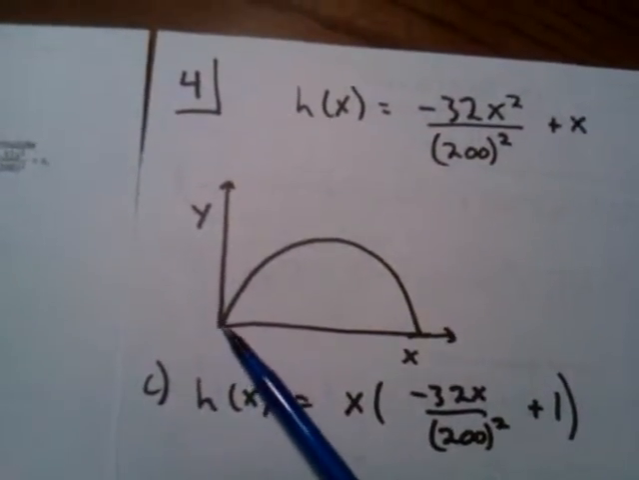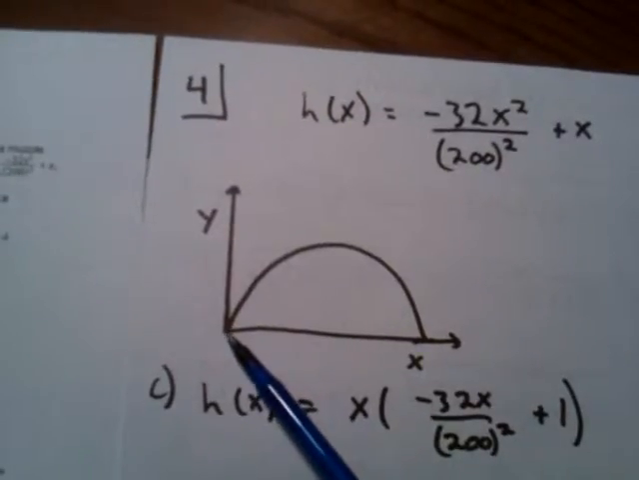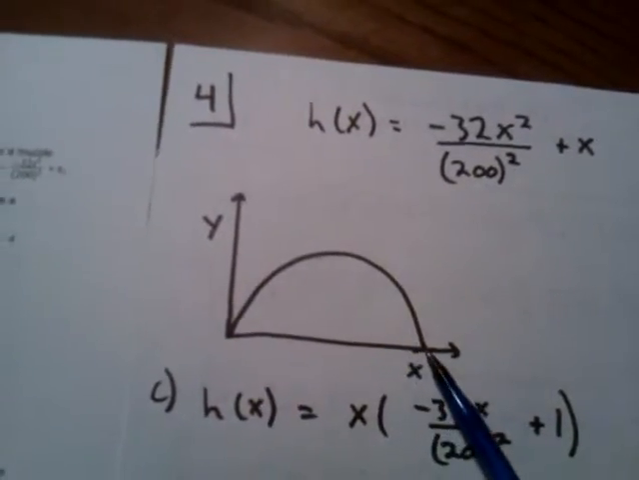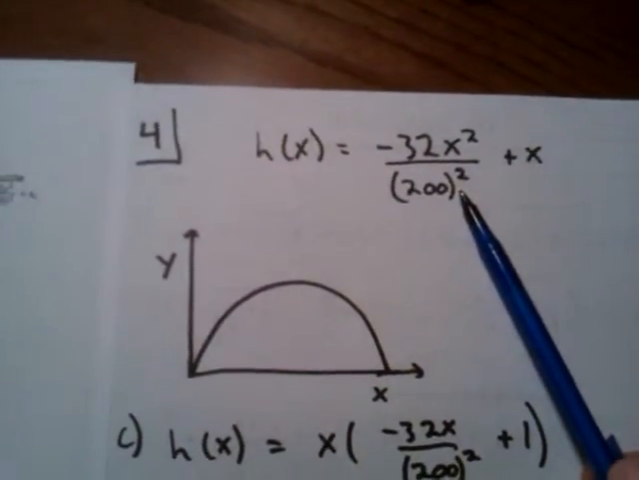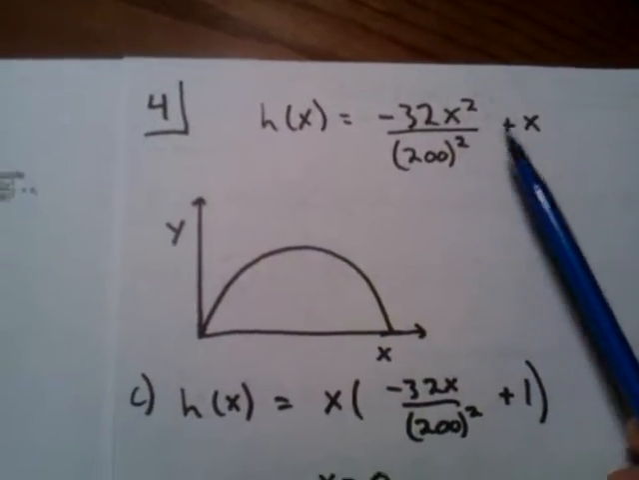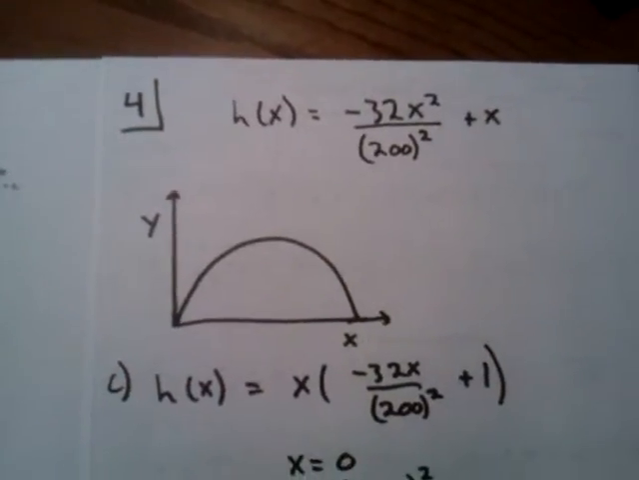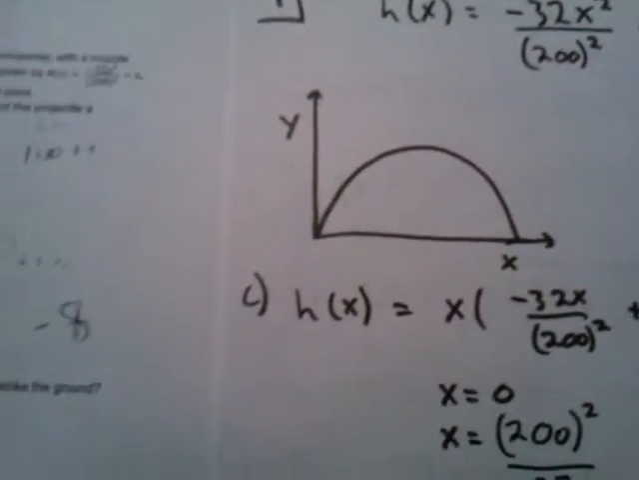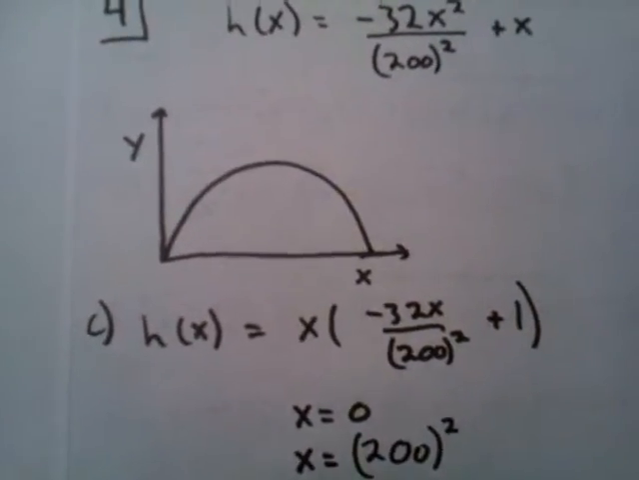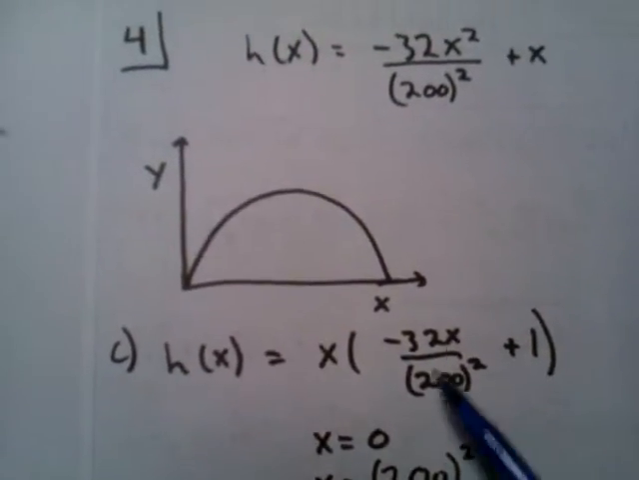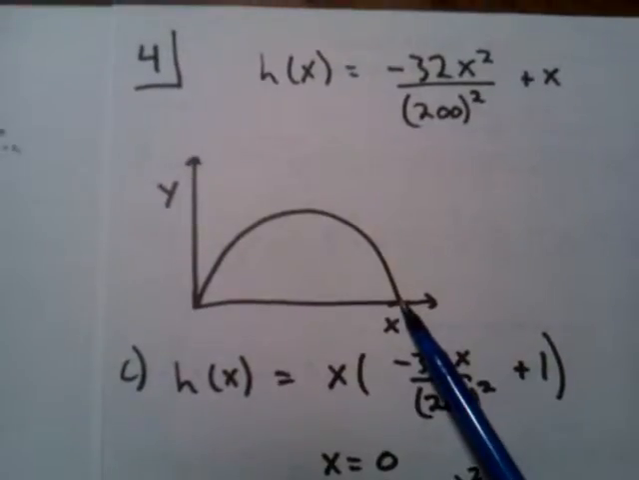So I've drawn my little picture here. It shoots here, lands over here, following this trajectory. Now, in my opinion, it's actually easier to do question C first, because question C asks at what horizontal distance will the object strike the ground. So that is this point over here.